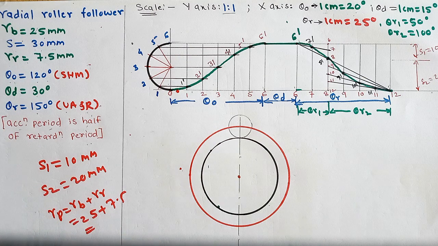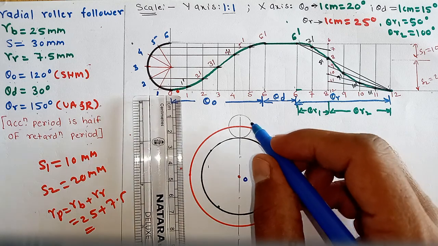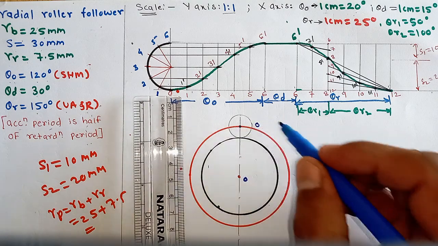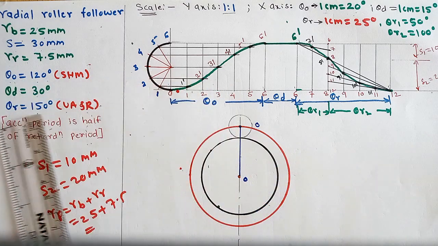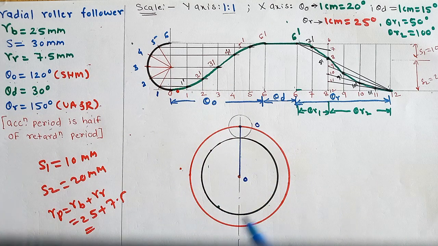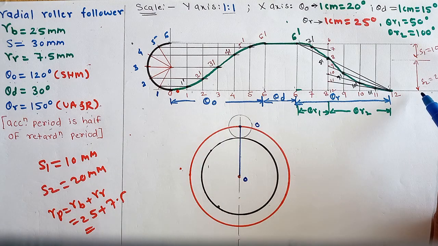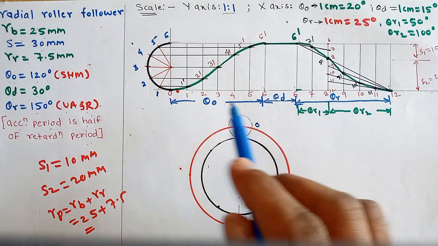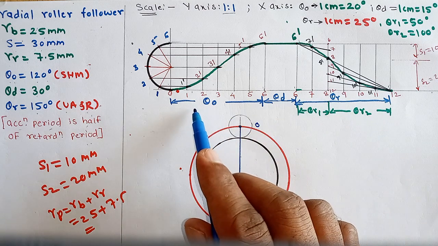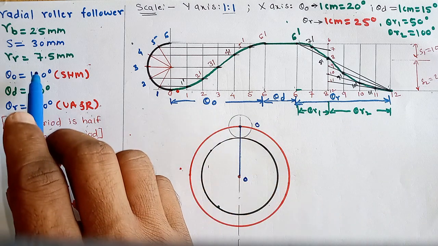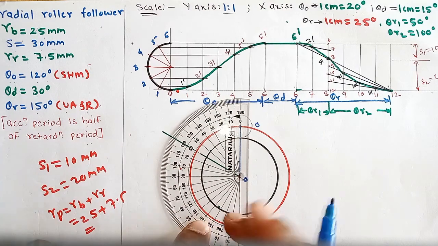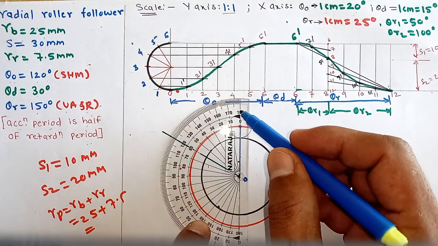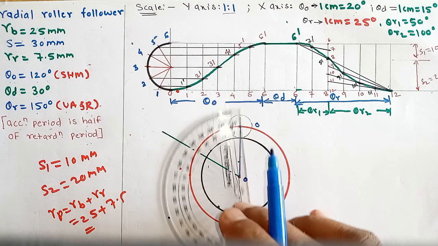Now we join the cam center O with the roller center using a straight line, and this will be the reference for dividing the prime circle. Now we divide the prime circle into the same number of segments as done in the displacement diagram. With the x-axis, we have divided the x-axis into 3 segments. First one is 120 degrees outstroke. So let us plot that angle. It is 120, not 60. So total is 120 degree outstroke.